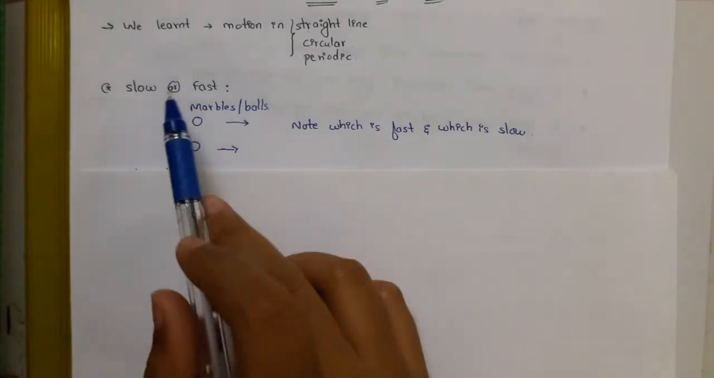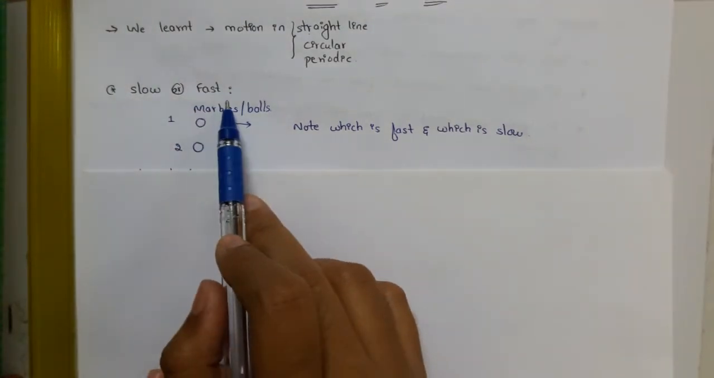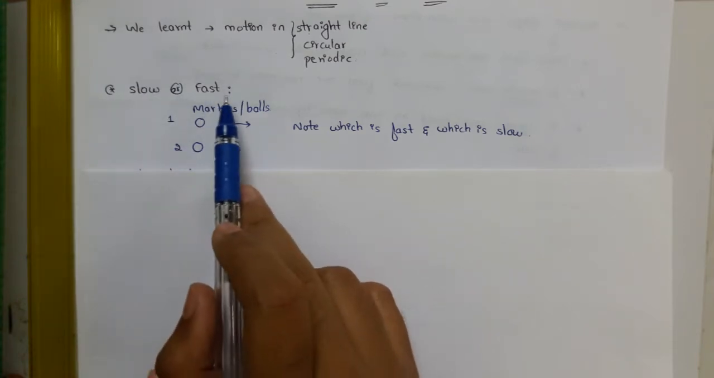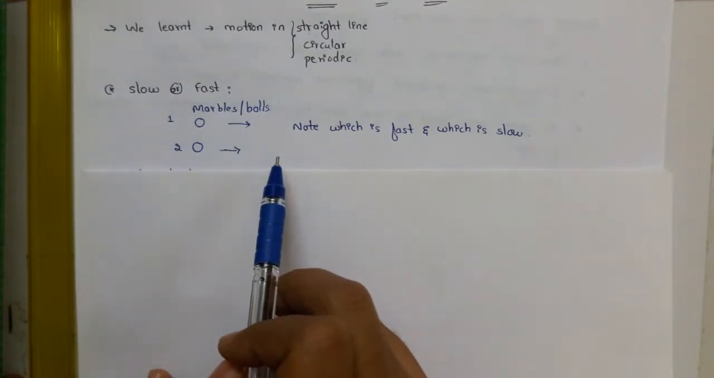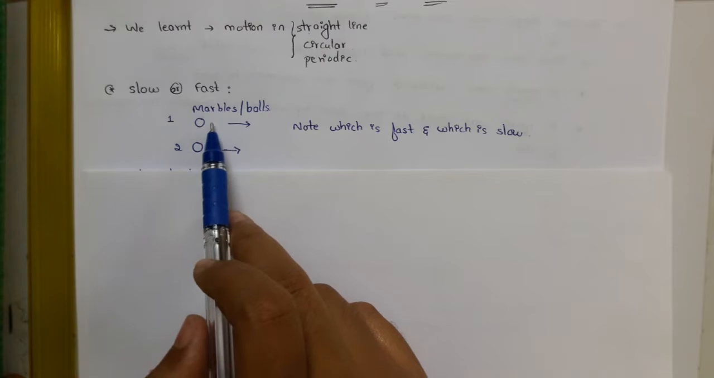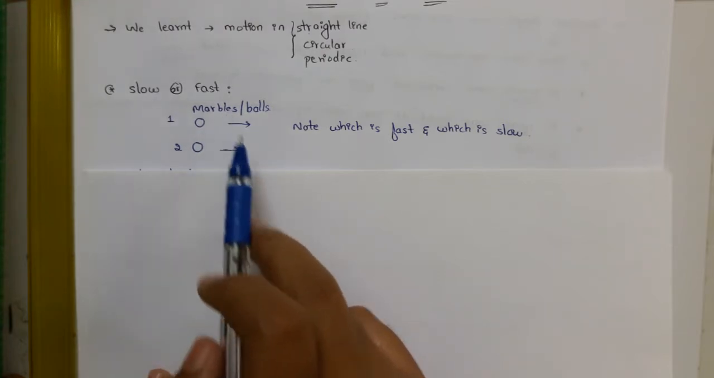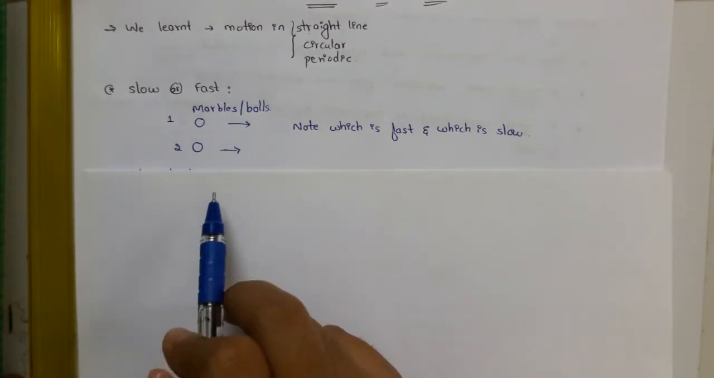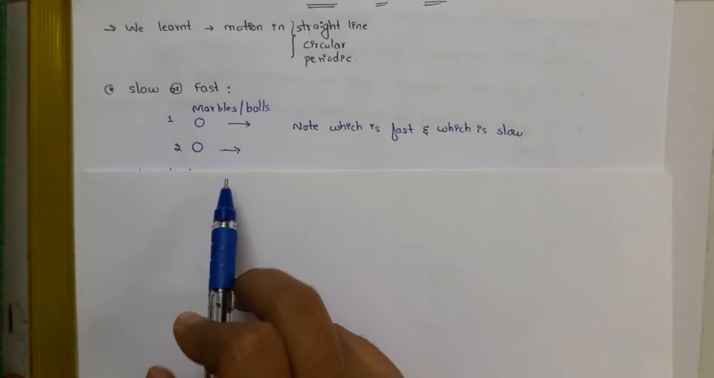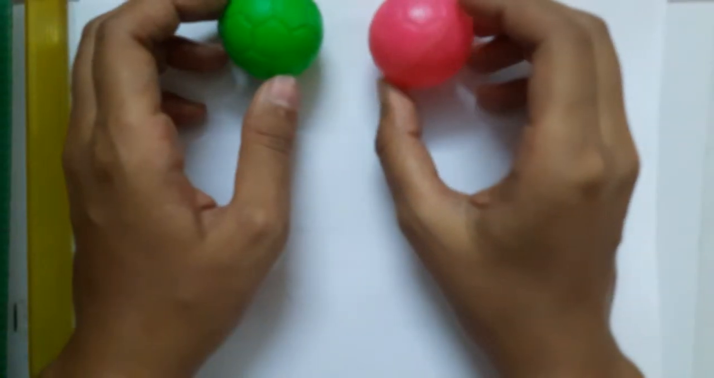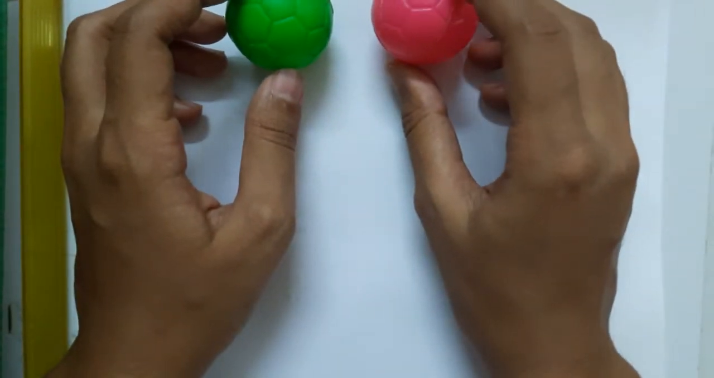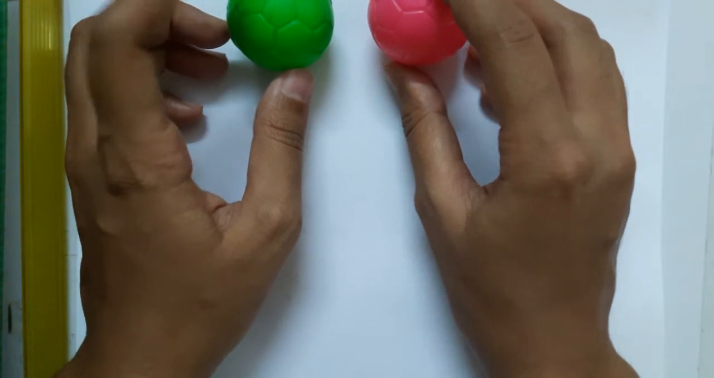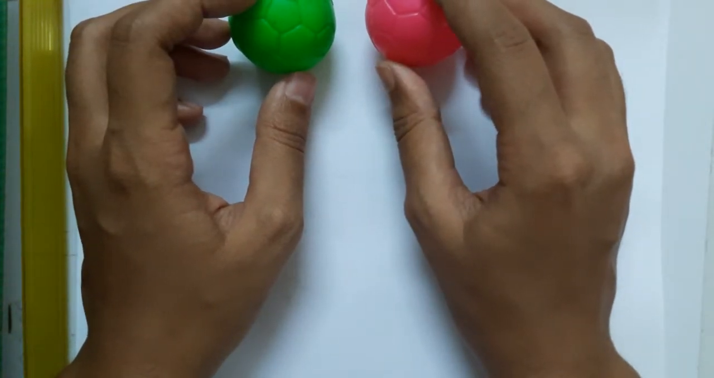Now let's learn about slow or fast. How or when can we say an object is slow or fast? For that, first let's do an activity. Let's take two balls or marbles and note which is faster and which is slower. Take two balls and let them move and observe which is fast and which is slow.